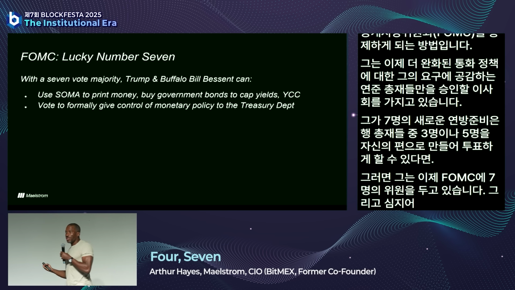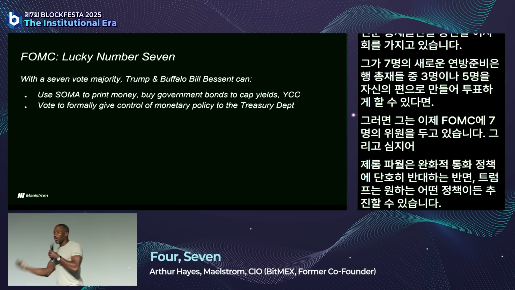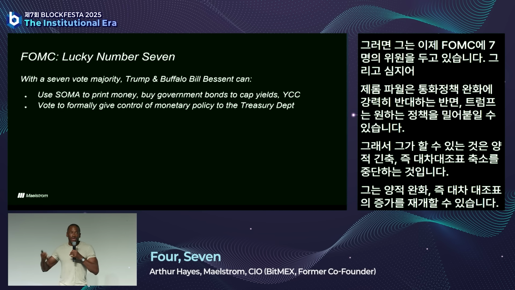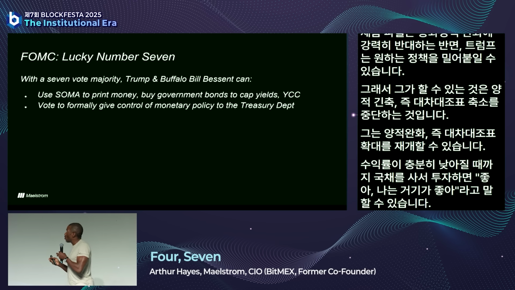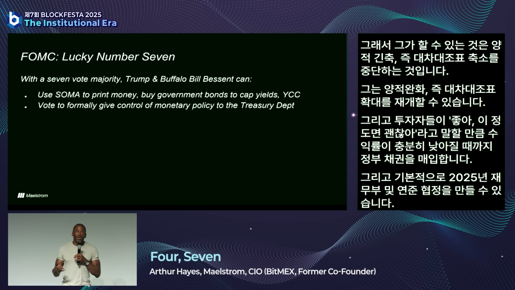And so what he can do is he can stop quantitative tightening, the reduction of the balance sheet. He can restart quantitative easing, the increase of the balance sheet, and buy government bonds until the yield is low enough and Bessent says, okay, I like it there. And they essentially can create the Treasury and Fed Accords of 2025. And this is the yield curve control that I've been speaking about for a very long time.